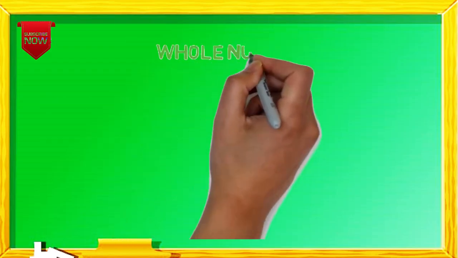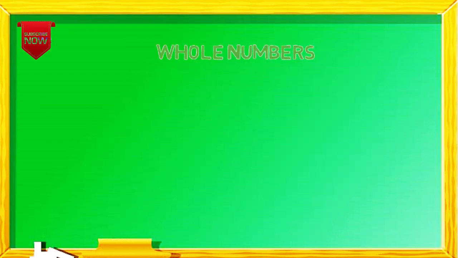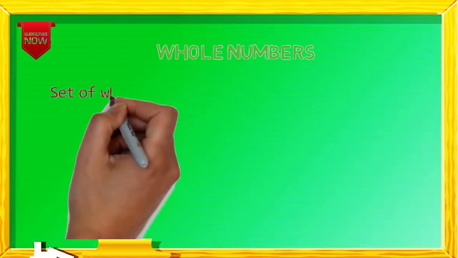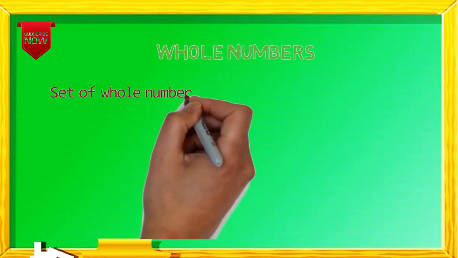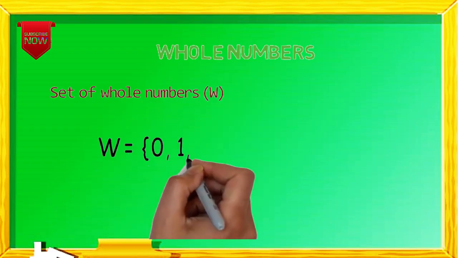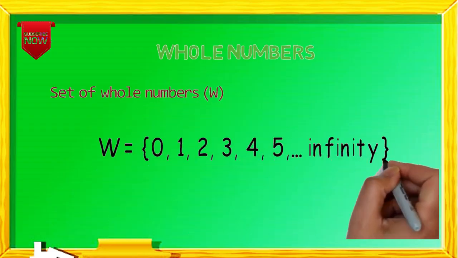Now let's see whole numbers. Whole numbers are positive numbers including 0. The whole number does not contain any decimal or fractional part. The set of whole numbers is usually denoted by the symbol W. W equals curly bracket 0, 1, 2, 3, 4, 5 up to infinity.